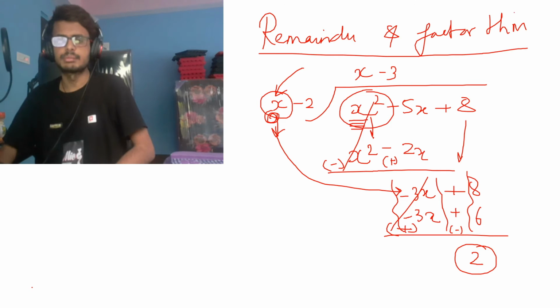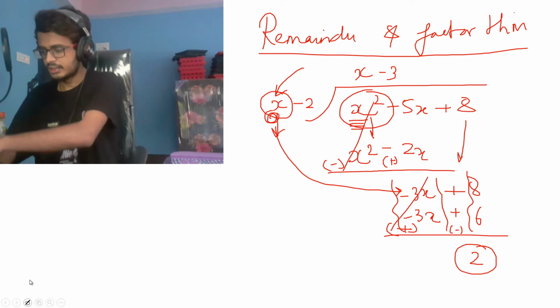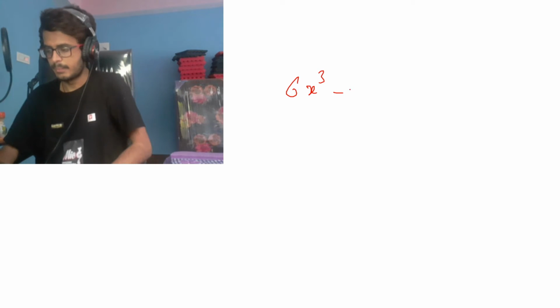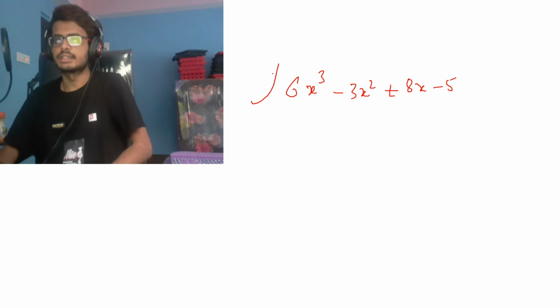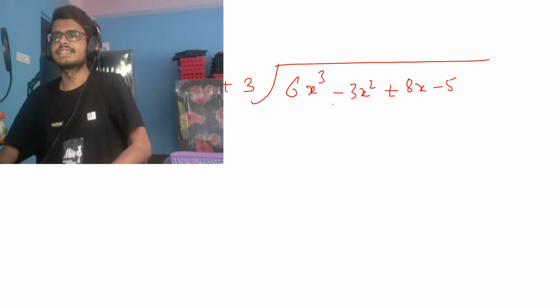So I'll give you one more example. After that, I think you'll be clear with it. So you have 6x cube minus 3x square plus 8x minus 5. Okay, so you have this equation and you are dividing this with x plus 3. So you are dividing this entire thing with x plus 3.